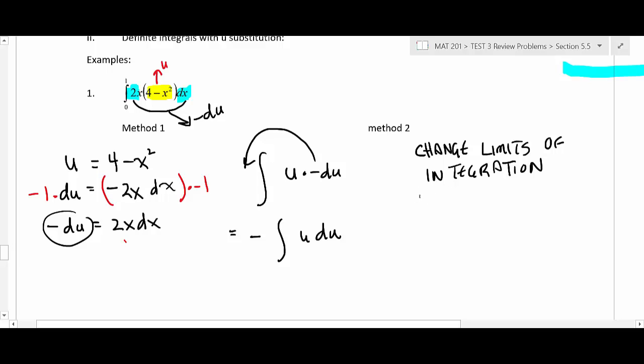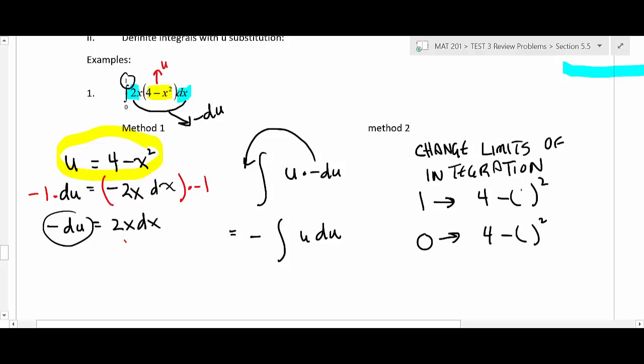First of all, our upper limit is 1. Our lower limit is 0. Those things are going to change also. So what you do is you use your U-substitution equation to change those limits. So that U-substitution equation is 4 minus x squared.